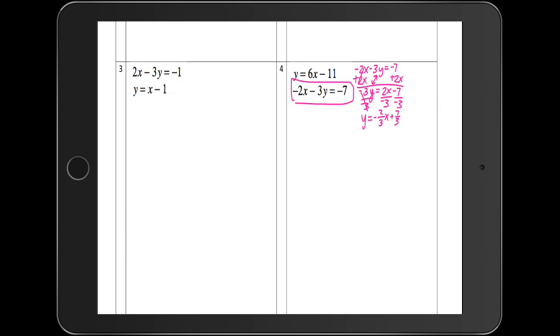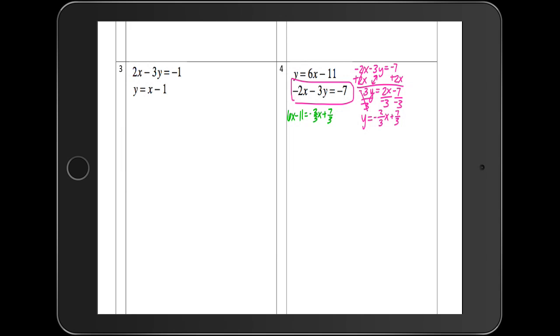Now both of my equations are solved for y, so the next thing I want to do is set these two equations equal to each other so I can figure out the x value that belongs in my coordinate point. So that's what we're going to get started on next. I have 6x minus 11 equals negative 2/3 x plus 7/3.